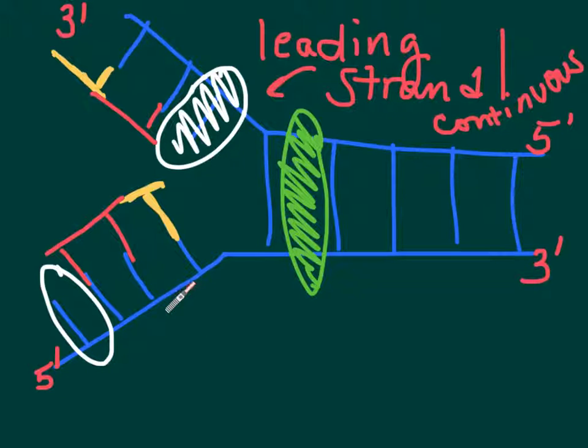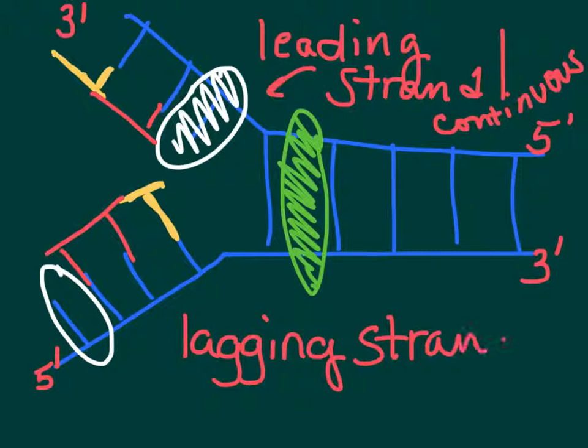And as soon as it gets back to where it started, it releases and it's done, and then it moves on to where it's then unzipped again and has to work. So it works in pieces, tiny fragments. Working in fragments like this, super slow. It lags behind in time, so we call it the lagging strand. So we have our leading strand on top that's continuous, our lagging strand on the bottom that's discontinuous because it's done in pieces.